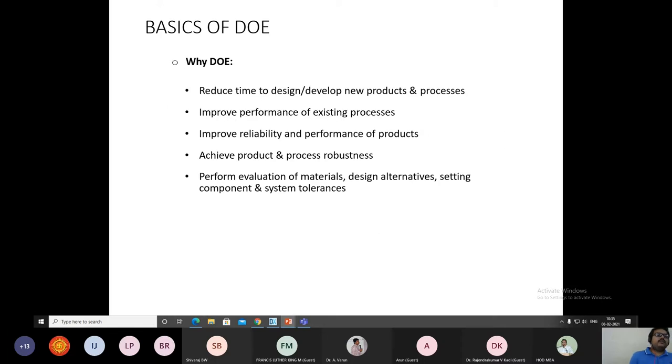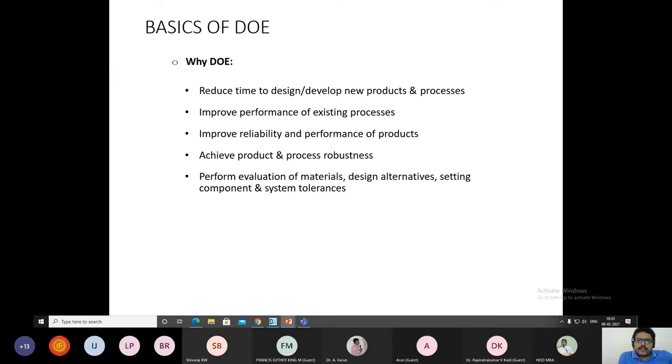So why do we do DOE? We generally understand that we can use DOE in order to get the interaction plots and in order to minimize the number of experiments and save a lot of money for the industries. If you go into a clearer picture, why do we perform DOE? To reduce time to design or develop new products or processes and to improve the performance of existing processes, improve reliability and performance of products, achieve product and process robustness, perform evaluation of materials, design alternatives, and set component and system tolerances. So these are the advantages of DOE, like why we use DOE.